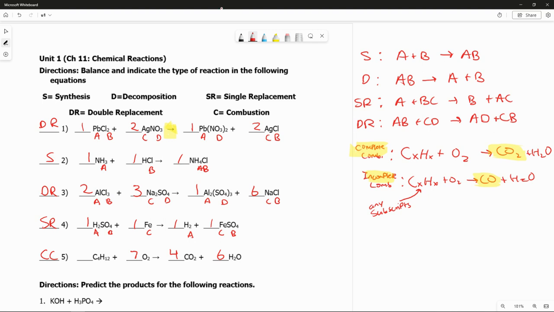Let's double check. There are 4 carbons here, 4 carbons here, 12 hydrogens here, 12 hydrogens here, and 14 oxygens here, and 8 oxygens here, and 6 oxygens here, which gives us a total of 14 as well. So we are balanced.